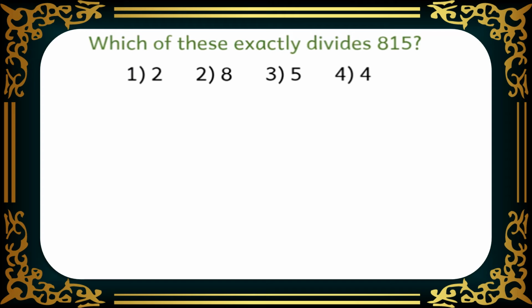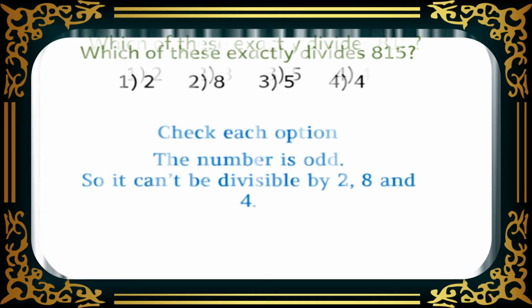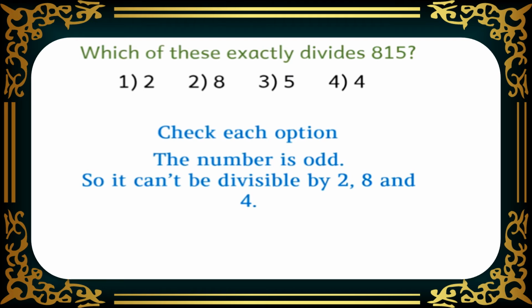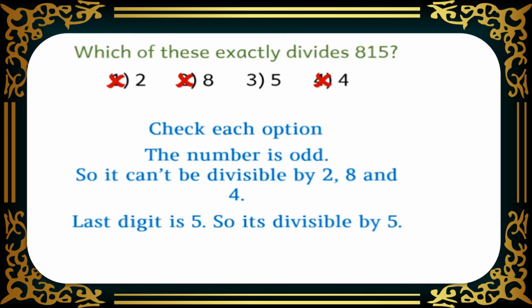2 के लिए कौन सा क्राइटेरिया रहता है? लास्ट में इवन नंबर होना चाहिए, तो इवन नंबर तो नहीं है. 8 के लिए लास्ट के 3 डिजिट्स देखना है, 815. Now here you can see that it is not an even number, so 8 भी आउट हो जाता है. 5 अगर हम लोग देखते हैं तो लास्ट में 5 है, तो 5 हमारा करेक्ट ऑप्शन है. Okay. Now if you check each option, the number is odd, so it can't be divisible by 2, 8 and 4, right? So the last digit is 5, so it is divisible by 5 and 5 is our correct option. Alright, so you will tick out and circle the correct option.